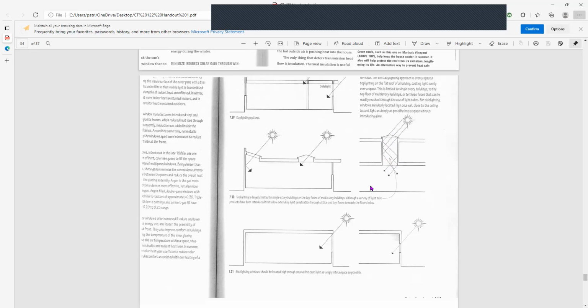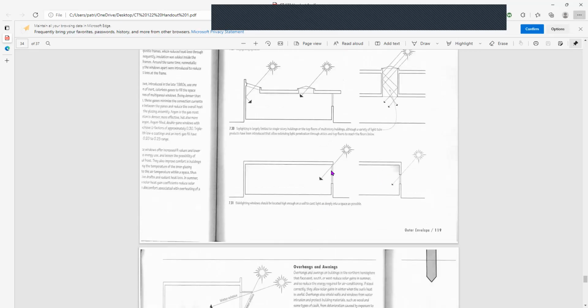So, yeah, you want to make sure the most sun can get in. If you have your window too low, it's going to miss a lot of that sun.